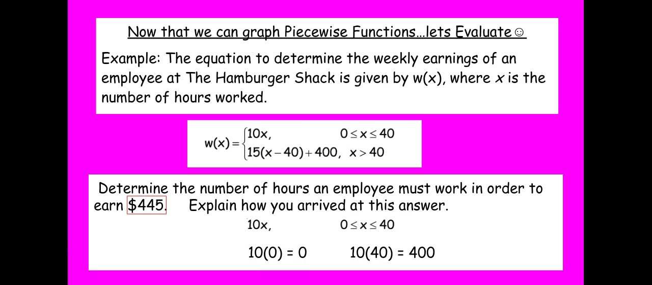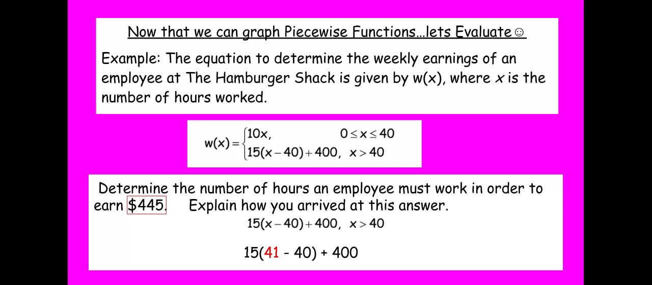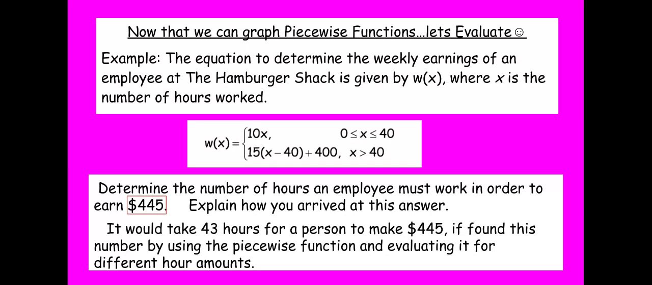So now we're going to use the next function, and we're going to plug and chug. We're going to start with 41 because that's a number greater than 40. So we'll start with 41: 15 times (41 minus 40) plus 400. If you put it in your calculator, you get $415. Nope, we need to get to $445. So you have to keep on plugging and chugging. Then you plug in 42 and you get $430. And then we plug in 43 and we get $445. So obviously they would need to work 43 hours to make $445.